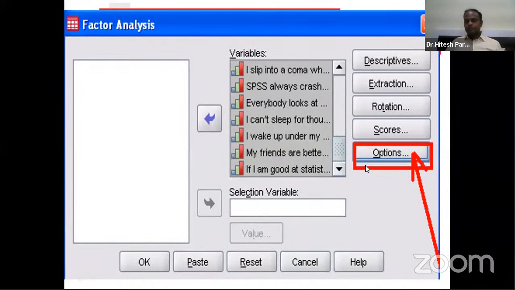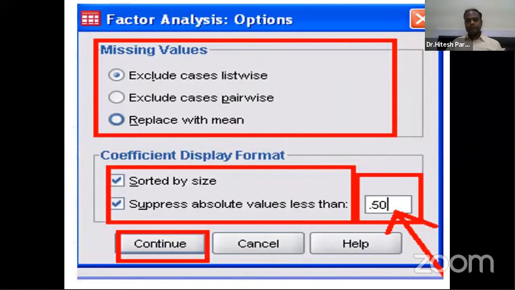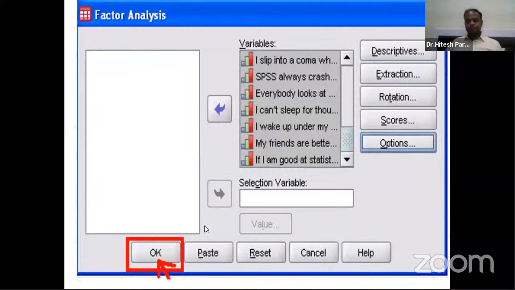Click on options. In options, you need to give a tick mark to sorted by size and suppress absolute values less than; by default it is 0.1, change it to 0.5. What we are doing is giving a command to SPSS that factor loadings below 0.5 will not be displayed. And continue, and okay.